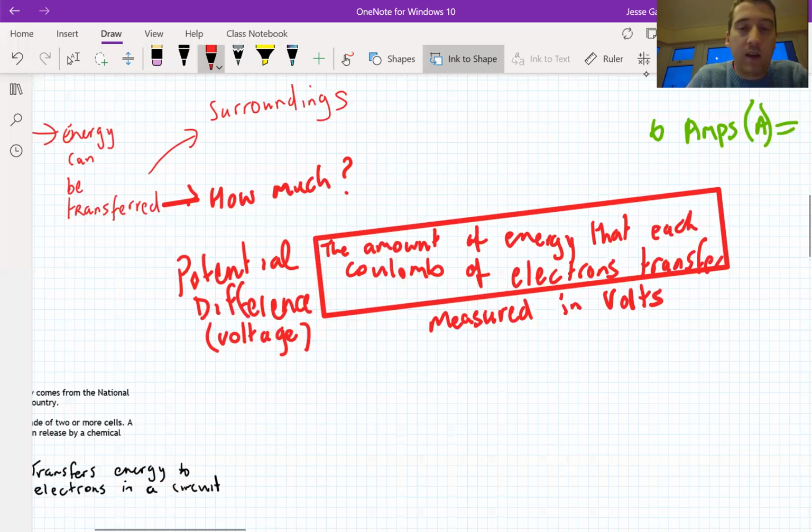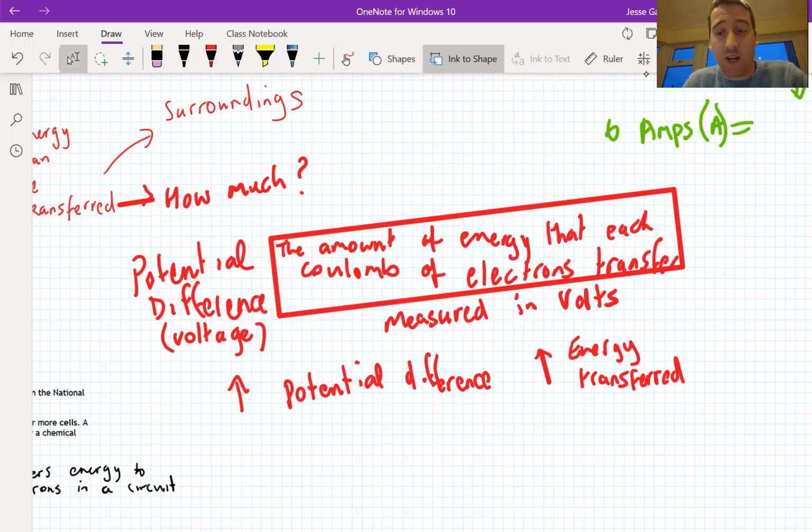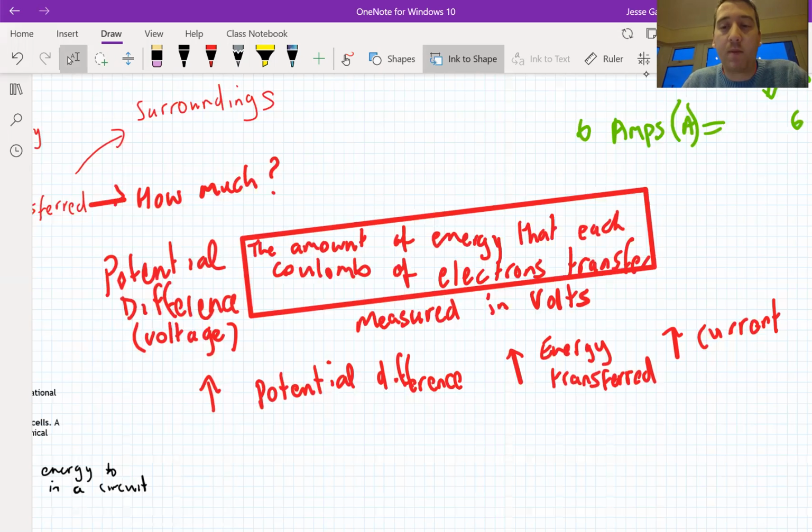The key thing to remember is that if you have a high potential difference, that means that a lot of energy is transferred for every coulomb. So a high potential difference means a lot of energy is transferred by each coulomb. Now, if the coulombs of electrons have a lot of energy, that means that they are going to be flowing quickly because they have more energy. So if they are flowing quickly, then you have a higher current, because current measures how quickly the coulombs of electrons are flowing. So high potential difference or high voltage means you've got a high amount of energy transferred, and therefore a high current.